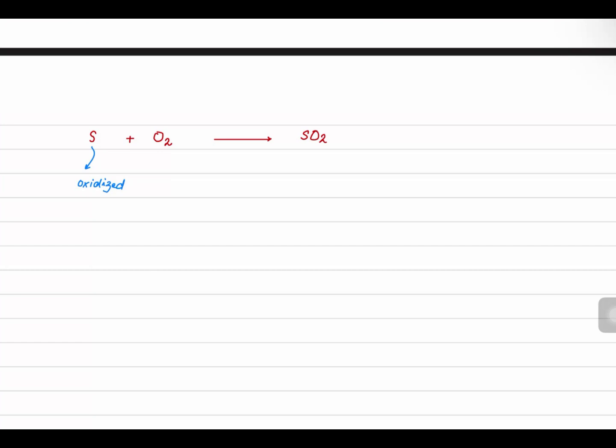What about oxygen? Sometimes it is difficult to tell the reduction. Obviously this is oxidized, so ultimately this would be reduced. But how can you tell me that the oxygen is reduced? Can anyone tell me how the oxygen gets reduced? I told you that the sulfur is oxidized because sulfur has gained oxygen, so addition of oxygen is oxidation. But how can you say that the oxygen is reduced? Yes.